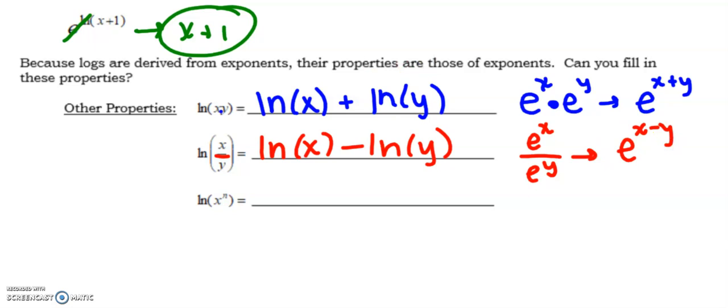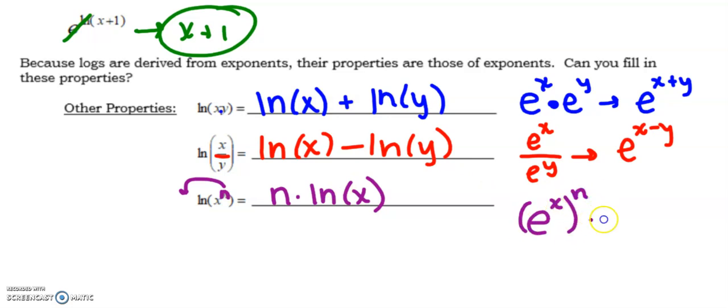Last one then, the natural log of x to the nth power. So raising something with an exponent, you can swing that n down in front. Okay, so n times the natural log of x. This one is similar to if I had e to the x to the nth, I would multiply e to the x times n.